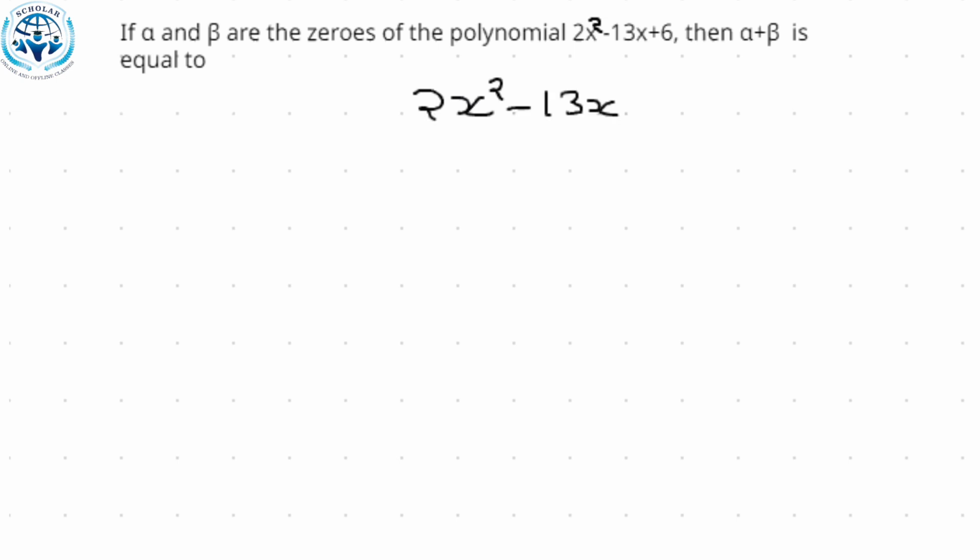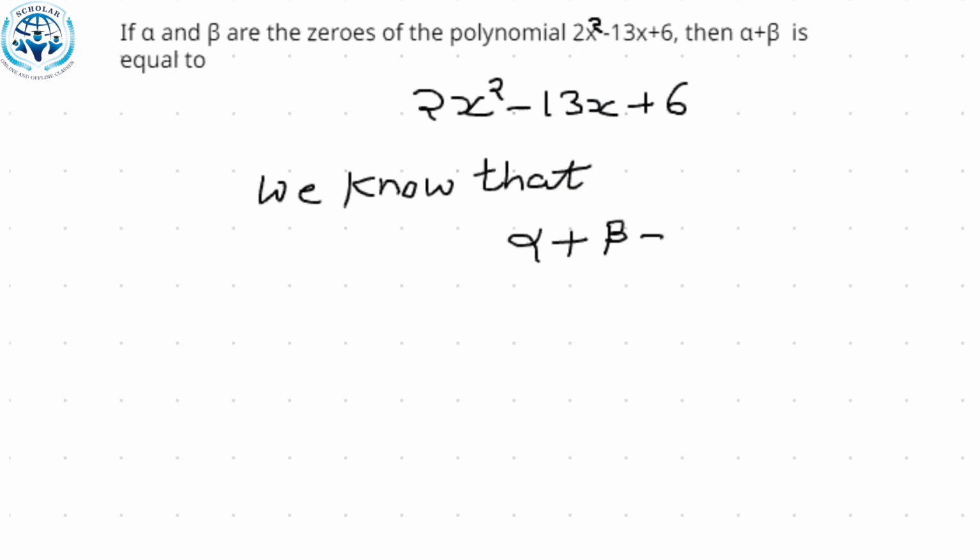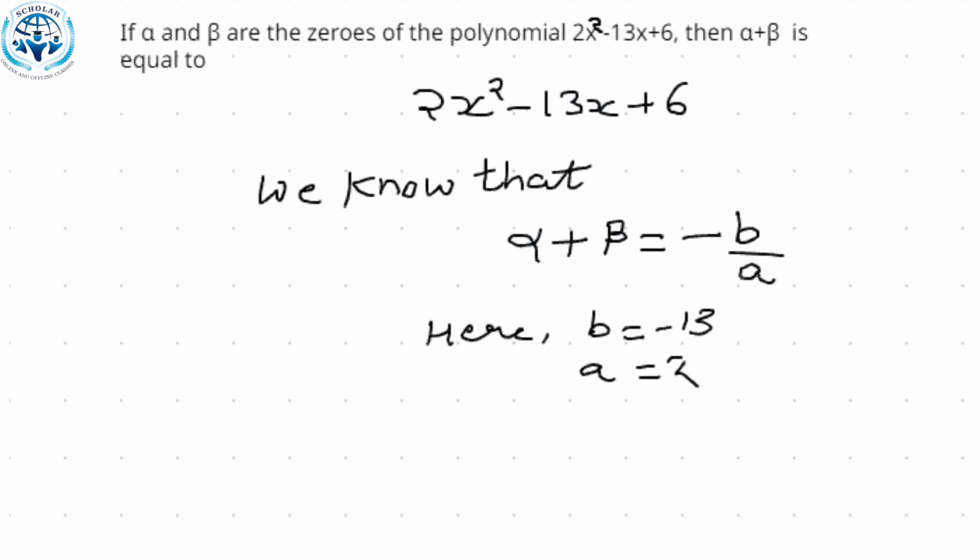So, we will first find out what is alpha plus beta. We know that alpha plus beta are the two zeros and they are related to the coefficients as minus b upon a. That means alpha plus beta, the sum of the two zeros of the quadratic equation, is equal to minus b upon a. So, b is the coefficient of x which is given as minus 13. So, minus minus plus. The answer will be 13 upon 2.